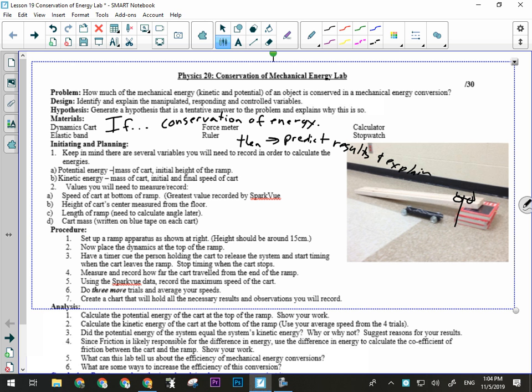So you'll need the mass of the cart and the initial height of the ramp, and you're going to do that the same way every time, so you really only need to measure it once. For the kinetic energy, we're doing 3 trials. We need the mass of the cart, which you'll already have. It's actually on the cart. Remember, each cart has a piece of masking tape on it with the mass written on it, so you don't even have to put them on a balance. The mass is on there for you already.